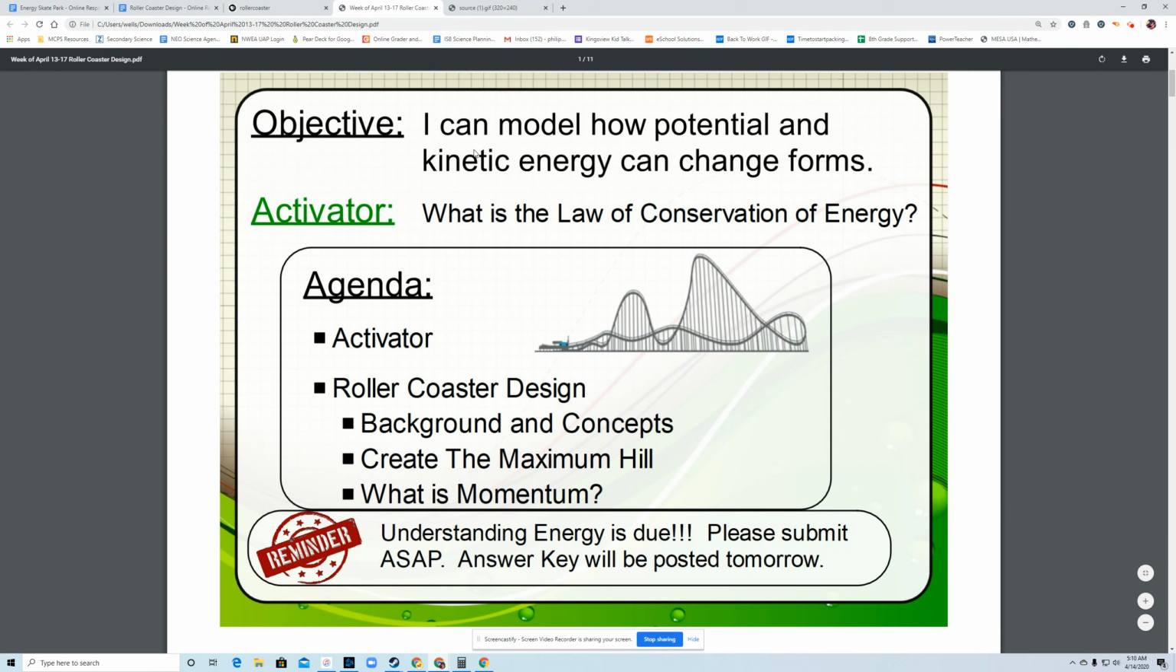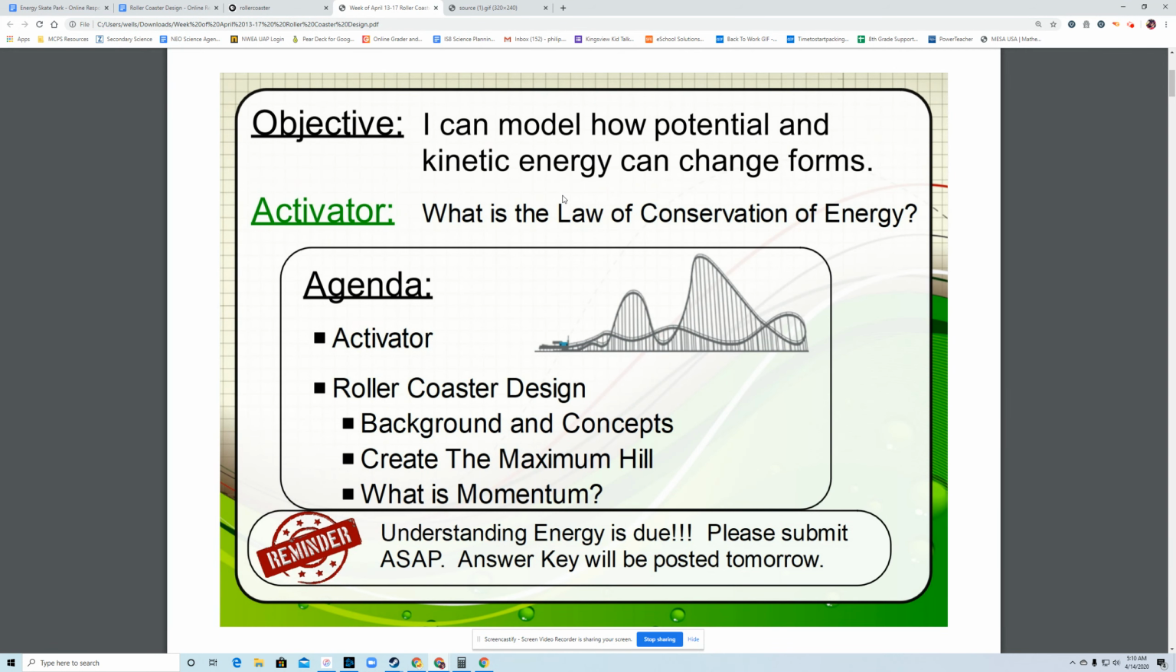So our objective for today is I can model how potential and kinetic energy can change forms on the roller coaster design lab. And our activator is what is the law of conservation of energy? What does that say? So if we have two objects moving at a certain momentum or velocity and they smack into each other or collide, what happens to their energy? What do you guys think happens? All right. Pause the video now and think about it.